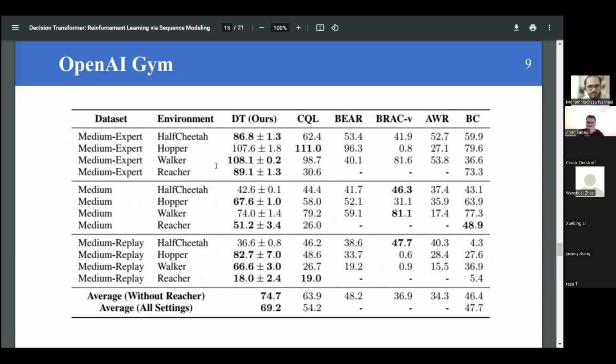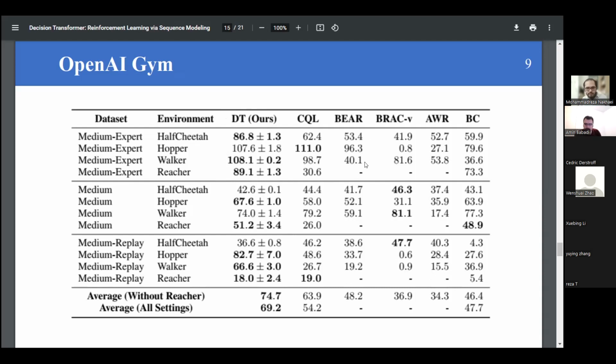As you can see here, this is compared to some other algorithms such as conservative Q learning, pair, and behavior cloning. I'm only familiar with these 3 algorithms. So as you can see, when we have a medium expert data set, there are better samples. So the score, the returns of the results should be higher compared to other data sets, and it's rational.